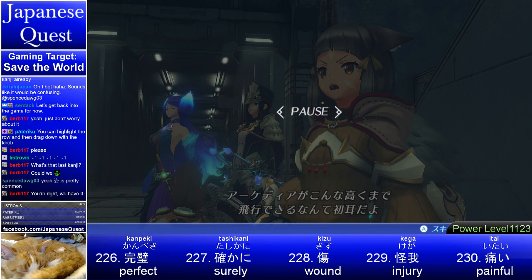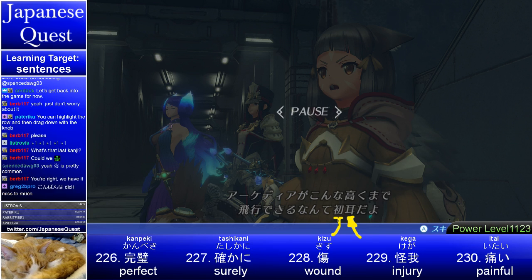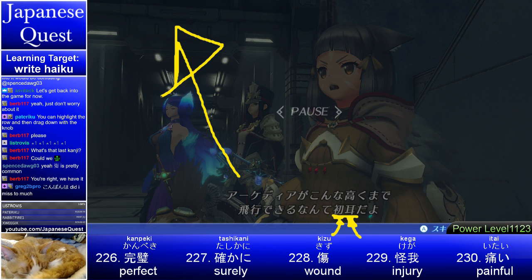So this is the first time I've ever heard that Arcadia can fly this high. So this is kind of an interesting word. Mimi means ear. And then Hatsu means first. So put them together. Hatsu Mimi means the first time you've heard something. So the first time I've heard Arcadia, their whole continent, can fly this high.